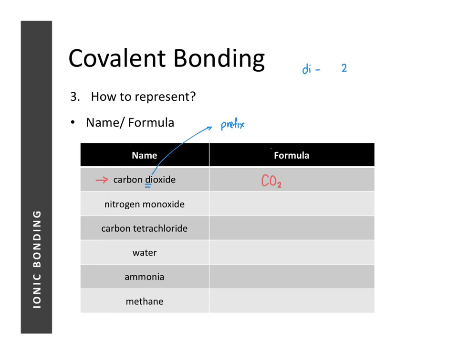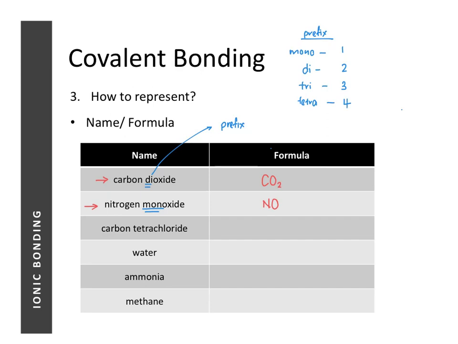Now we look at the next example, nitrogen monoxide. From the name, we can infer that it must contain a nitrogen and an oxygen. How many of each? If there's no prefix, the default is there's only one of it. And sometimes when you see the word mono, it actually stands for one. So what are the prefixes that you need to know? Mono stands for one, di stands for two, tri is three, tetra is four.